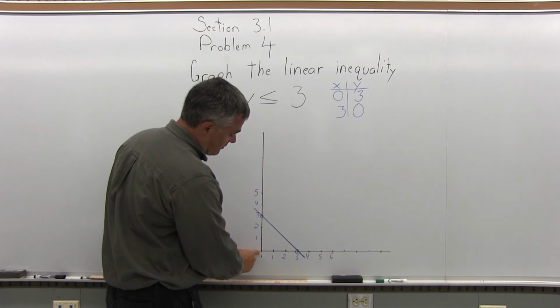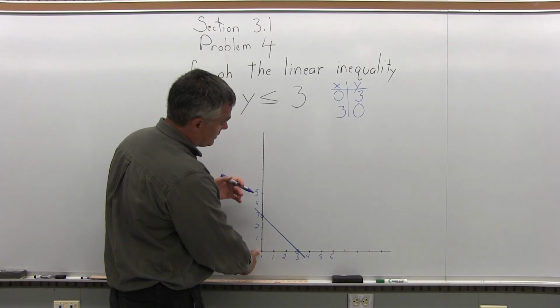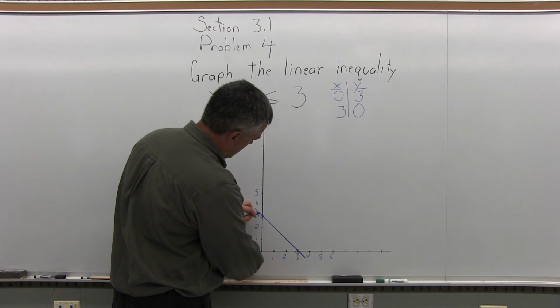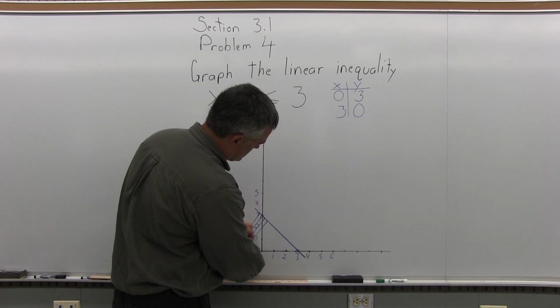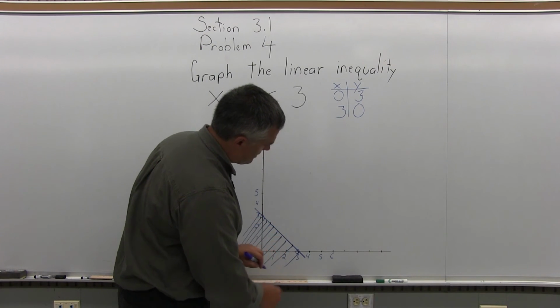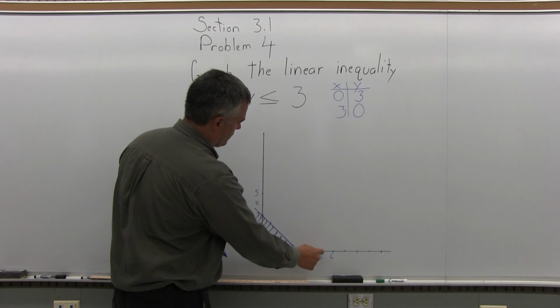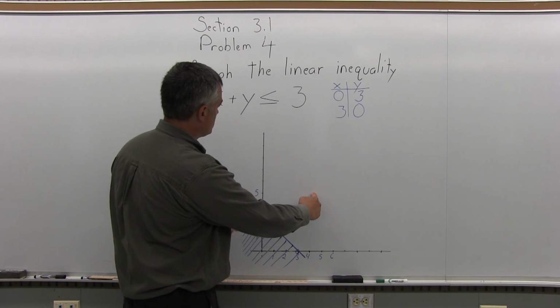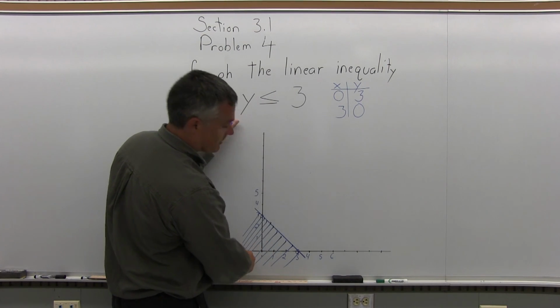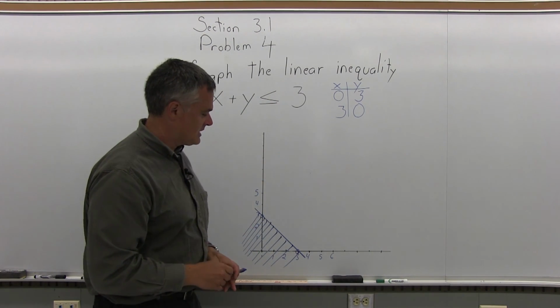So my test point came from the underneath side. The result was true, so that means everything in the underneath side is shaded. And again, if I got a false result, I would shade the opposite side. So if I had chosen any point in here, like say over 5, up 5, I would have gotten a false result. I would have had 10 is less than 3, which is not true, which would still make me shade the side that I did shade.